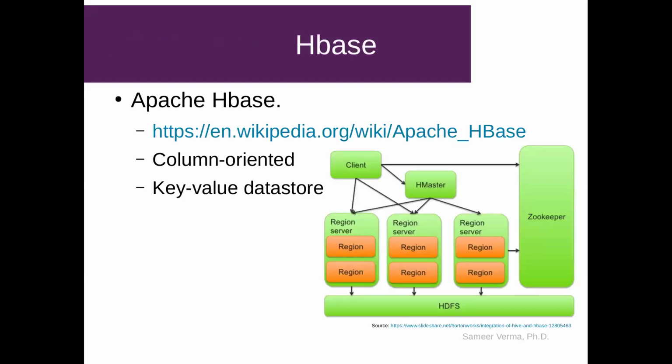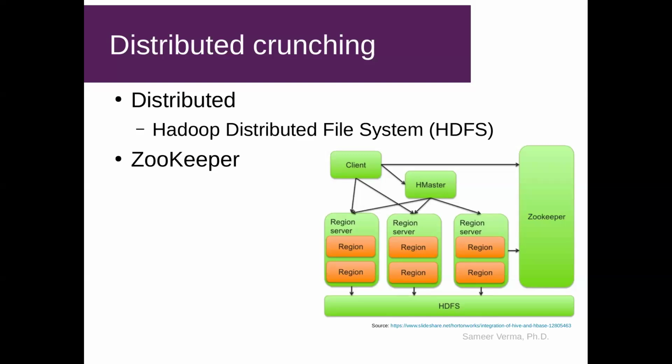If you have to install HBase, you would have to work with something like this. You have a client, you have a regional server, you have something called Zookeeper, and then you have a file system, and they all have to be installed and configured, and they all have to talk to each other, right? It's a fair bit of work. And then you could do all your distributed crunching.